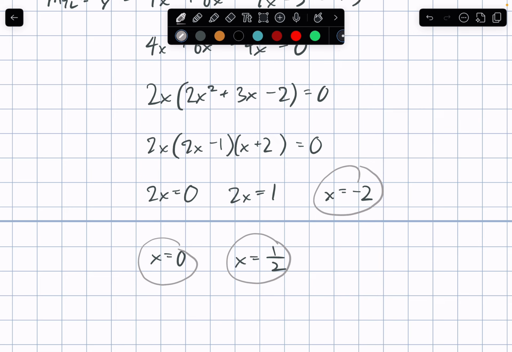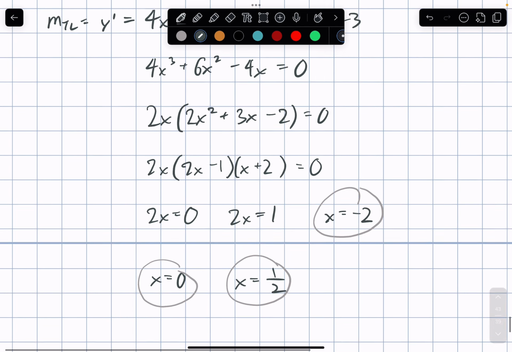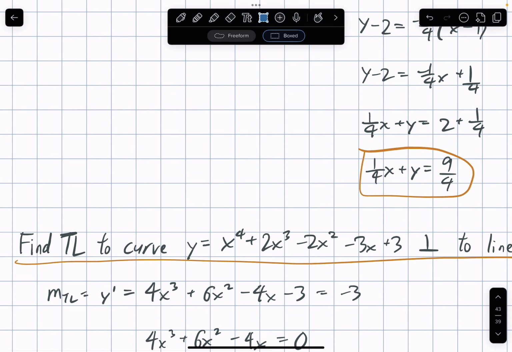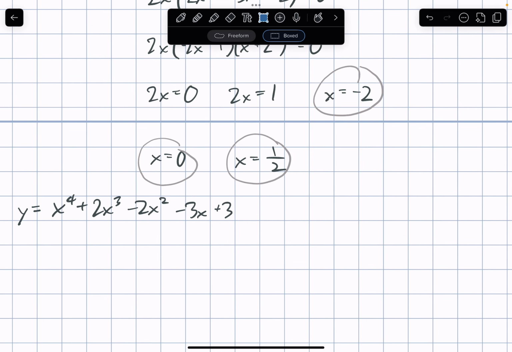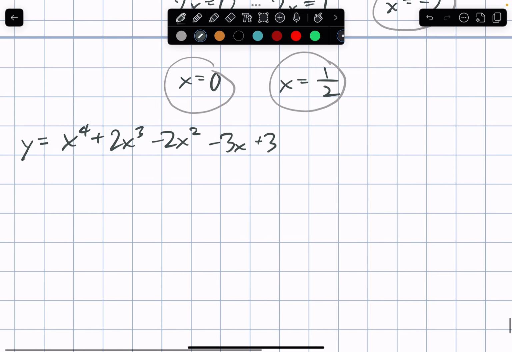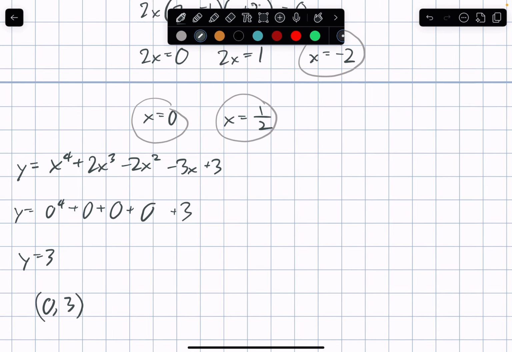So what do we do now? For each, let's start first with x equal to 0. Let's copy the curve equation. Substitute to identify the y value. So everything's going to be 0, 0, 0, 0, plus 3. y is equal to 3. Therefore, we have the coordinate 0, 3.